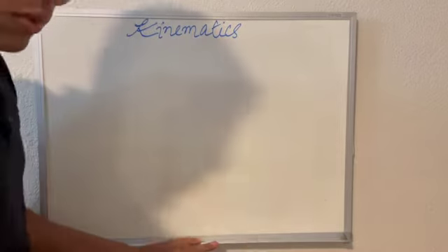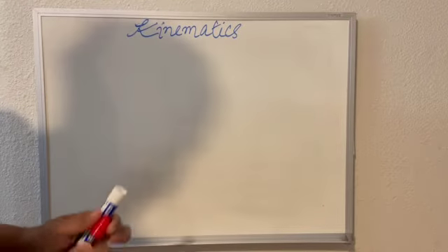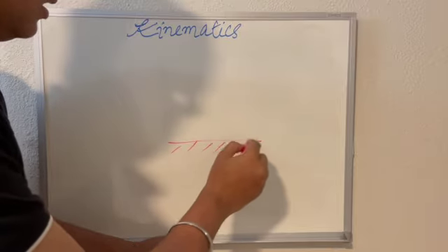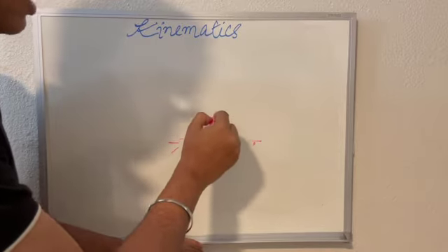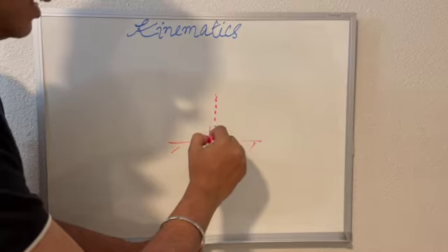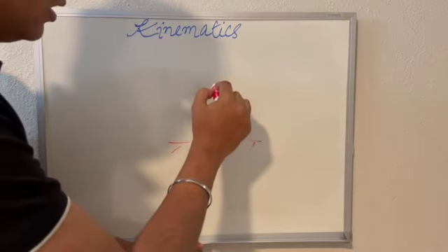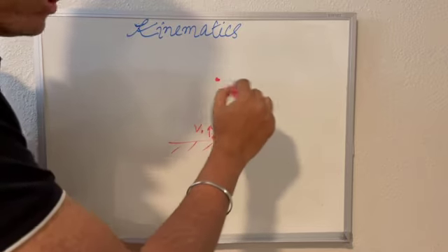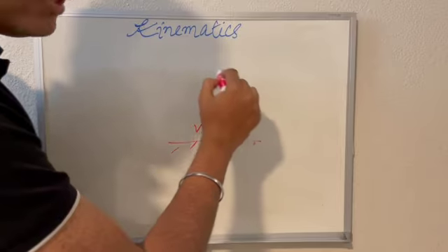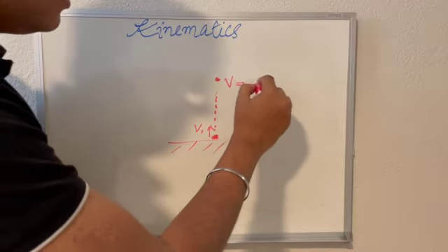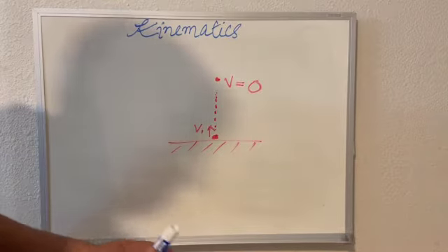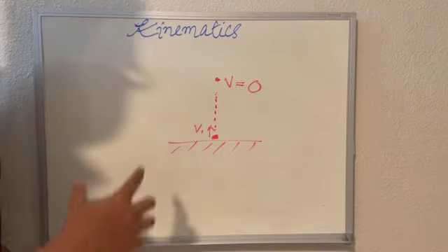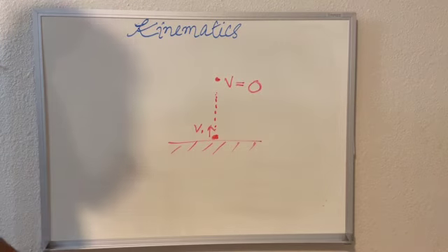Another thing I wanted to talk about in this lecture was when a stone or any object is thrown up. Let's say it has an initial velocity of v naught. The moment it reaches the top position, the vertical velocity is no longer there. The velocity at this point, at the highest point, is 0. This is something that you should be aware of when you do any problems, because this is a very important concept and you will use it very often.